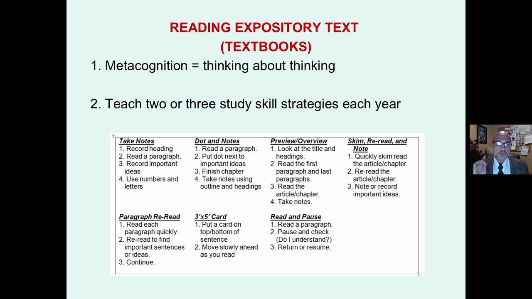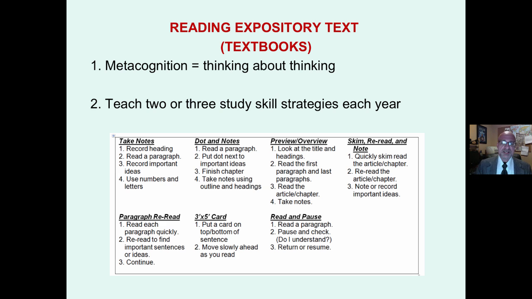All right. First of all, reading expository text. Some terms, metacognition means thinking about thinking. Do I understand? Now, never assume that students know about understanding. You have to model out loud. Do I understand what I just read? I guess not. I think I need to reread that paragraph. All right, so you need to teach explicitly using cognitive modeling.